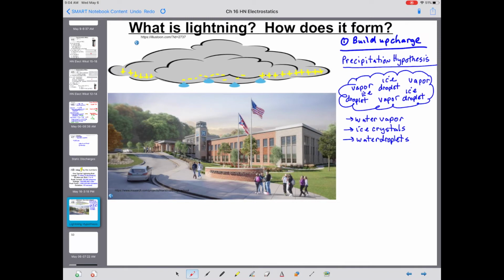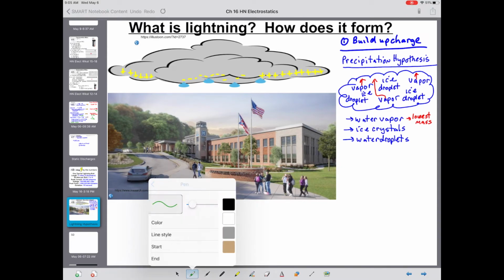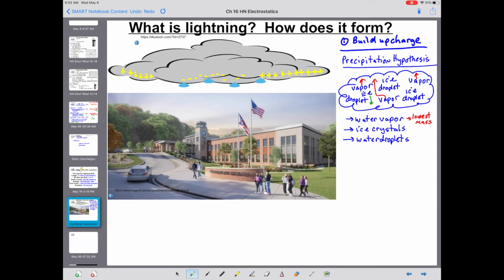These things are not all the same mass. Of these three things, your water vapor is the lowest mass. And because it is the lowest mass compared to the other two, it will generally tend to sift towards the top, and gravity will pull the heavier ice crystals and the water droplets to the bottom. So in my diagram, I'm going to draw arrows to represent that vapor moving up towards the top, and then correspondingly, your ice crystals and your water droplets moving downward towards the bottom.